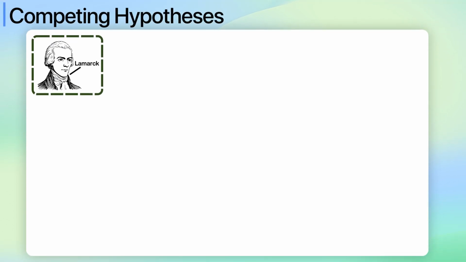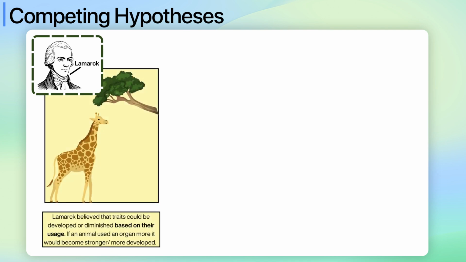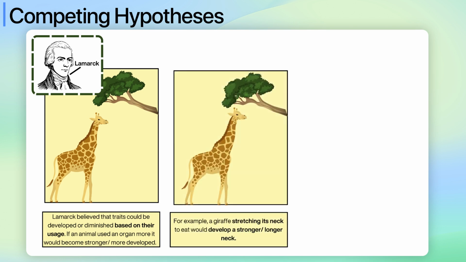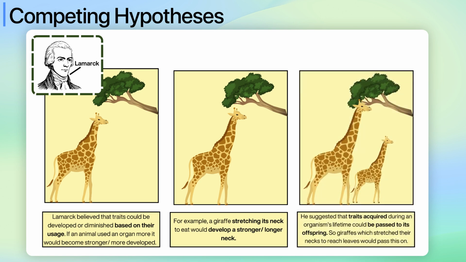Jean-Baptiste Lamarck proposed an alternative theory around the same time. Here are the principal ideas. Lamarck believed that traits could be developed or diminished based on their usage. If an animal used a particular organ more frequently, that organ would become stronger and more developed. He suggested that traits acquired during an organism's lifetime could be passed to its offspring. For example, giraffes developed long necks because their ancestors had stretched their necks to reach higher leaves, and this acquired trait was inherited by the next generation.